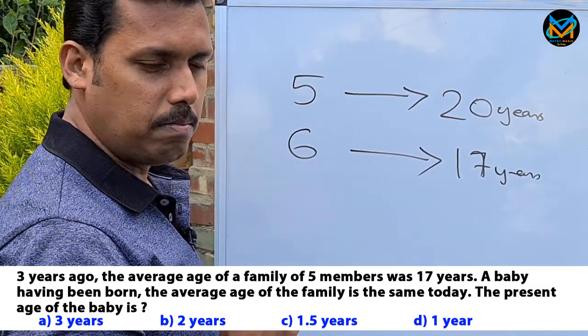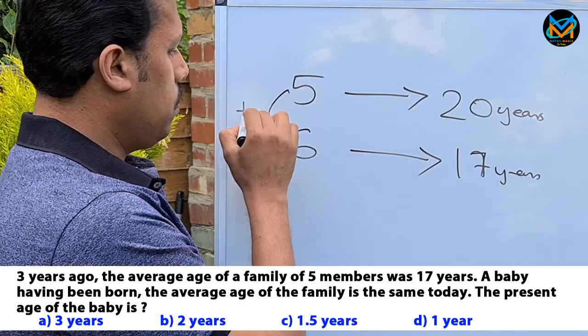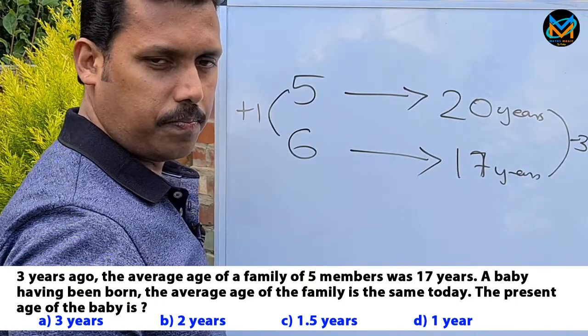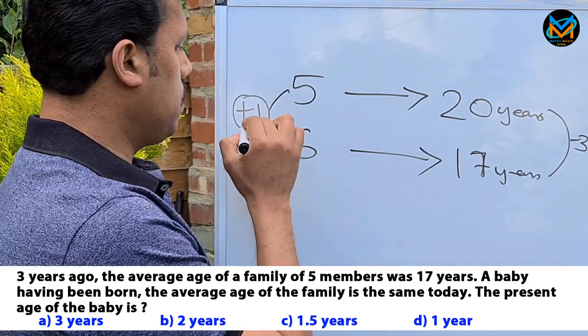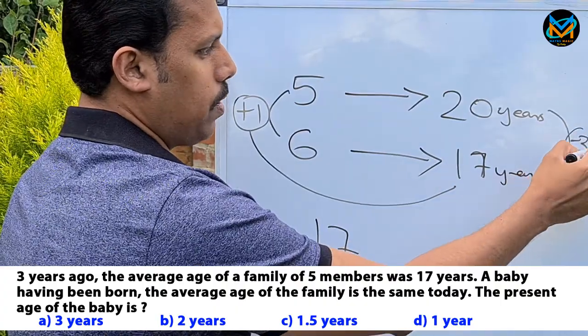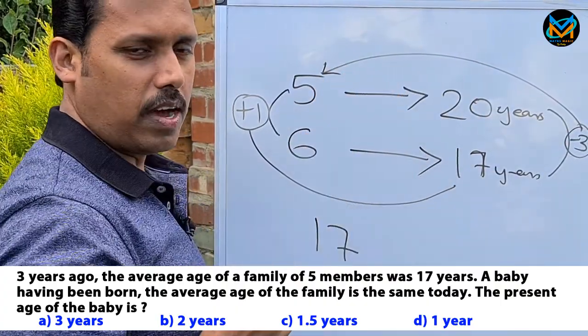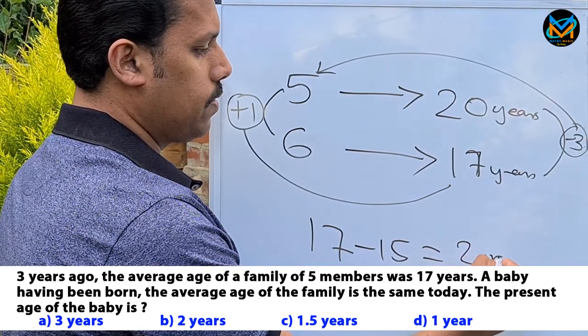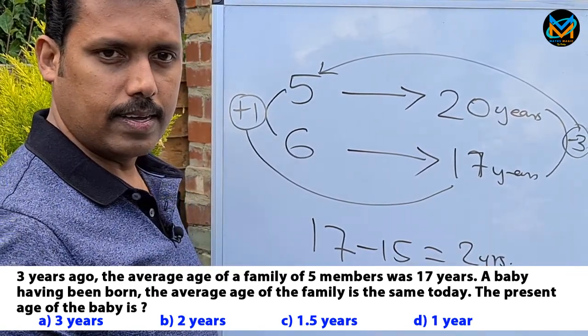Use the same method, same technique. So what is the difference? +1. Find the difference here. That is -3. So what is the answer? Multiply 1 with the right-hand side, 1 into 17, 17, and multiply this number with 5, which is -15. The answer is 2 years. That would be your answer, option B.